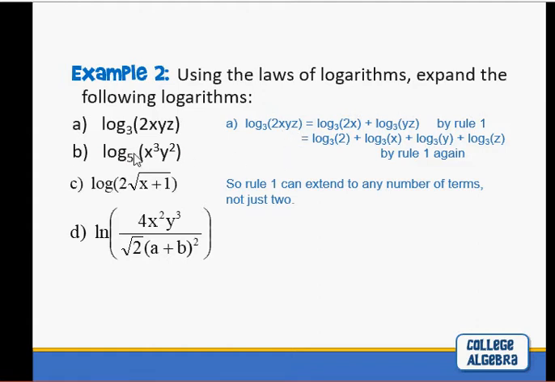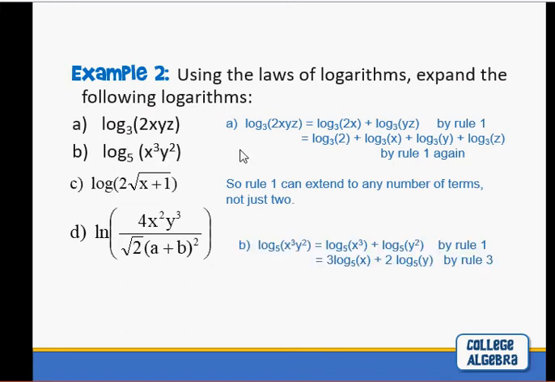Okay. Part B, we have two things being multiplied, each with a power. So we could apply the rule to break apart the multiplication and get log base 5 of x to the third plus log base 5 of y squared. And when you're expanding logarithms, you want to use the rules of logarithms till there are no more products, powers, roots, or fractions inside the logarithms. The last step is always to drop the powers. So you can drop the 3 to the front and the 2 to the front by rule 3.